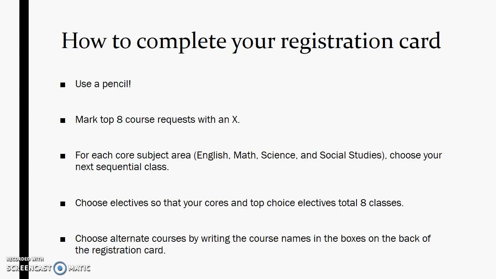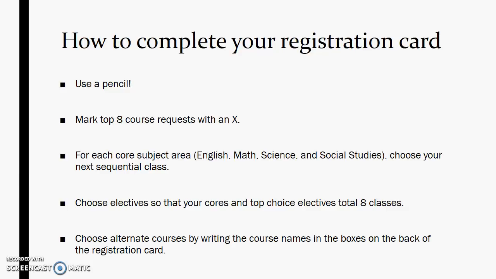Some general information about completing your registration card. It's very important that you use a pencil. We find that a lot of students change their mind throughout this process, so make sure you use a pencil so that you can erase it. Make sure that the demographic information at the top of your card is complete. That helps us throughout the process, so do take some time to fill out those blanks on the top of your registration card.